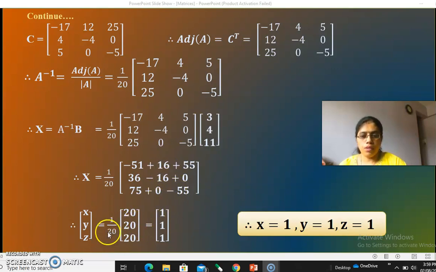So what is the answer? Now at last you multiply each and every number by 1 by 20. So 20 upon 20, your answer will be 1, 1, 1. So the respective values of x, y and z are equal to 1. Okay, this way you have to solve those equations. Follow the 6 steps and you will get the answer. Fine.